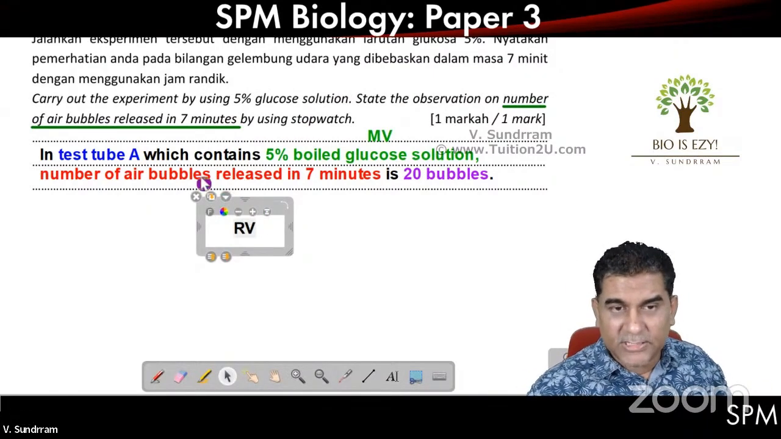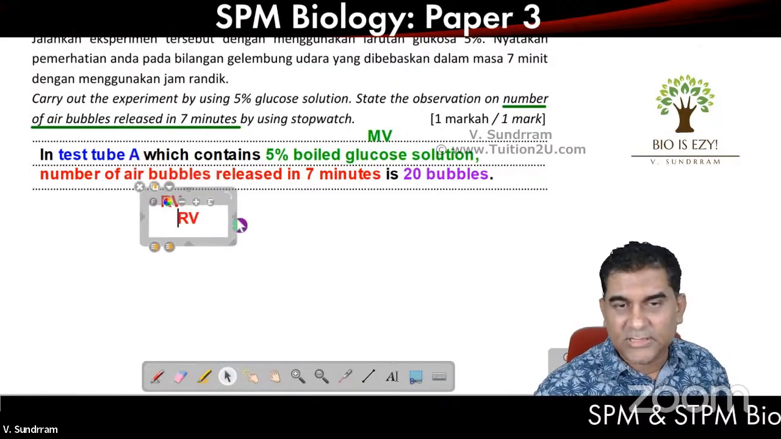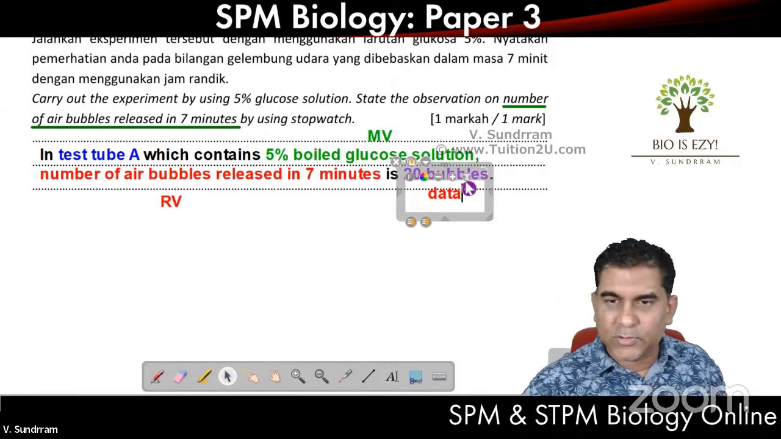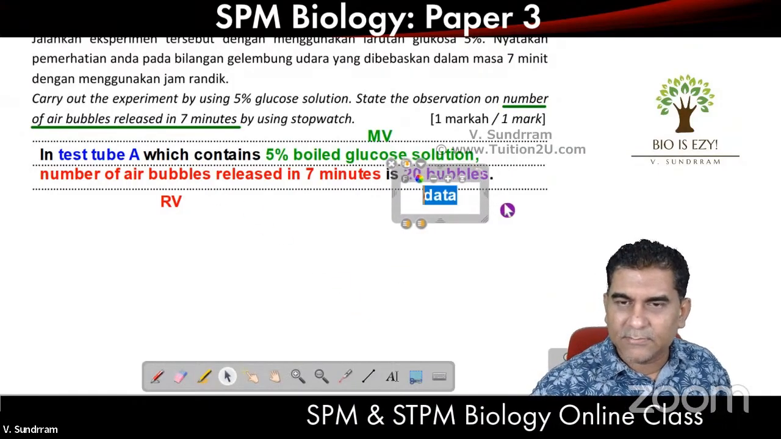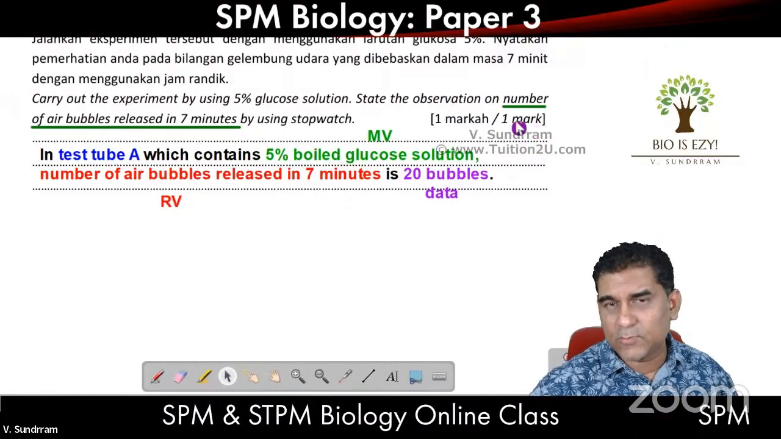This is what I mentioned many times. Just make sure you have all the variables in the answer. And what is 20 bubbles? 20 bubbles is supposed to be the data. Make sure you have manipulated variable, responding variable, and also the data. That should be enough to get you the marks, 1 mark.